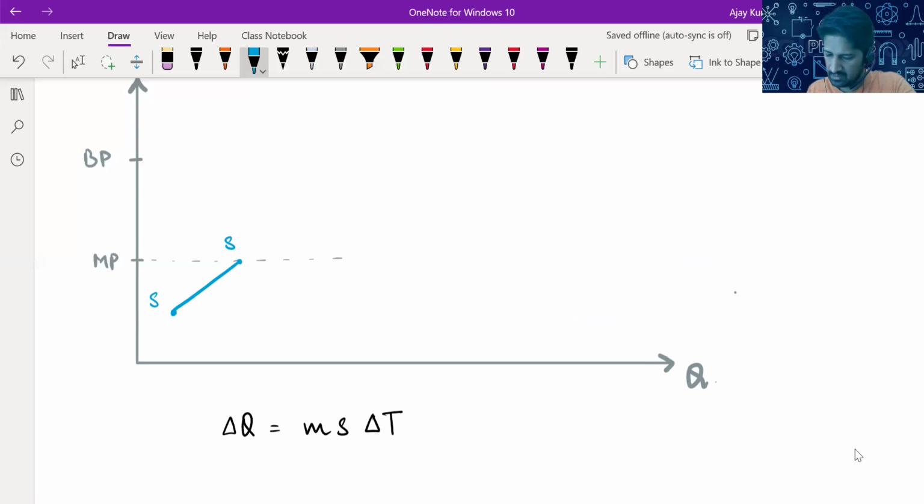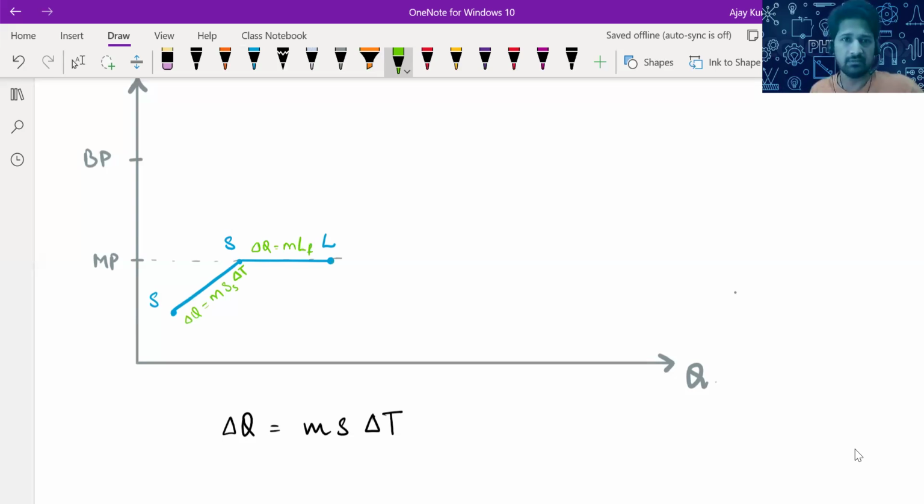So the graph will be a line parallel to x-axis because y coordinate, temperature, is not changing. So solid converts to liquid. Here the governing equation is delta Q is equal to m specific heat of solid delta T. Then for solid liquid conversion, the governing equation will be delta Q is equal to mLF, latent heat of fusion. Suppose all the solid has converted to liquid. Then you continue supplying heat again. Now, when liquid is at melting point temperature and you supply heat, its temperature rises. Then again, the equation governing the process will be delta Q is equal to ms delta T.